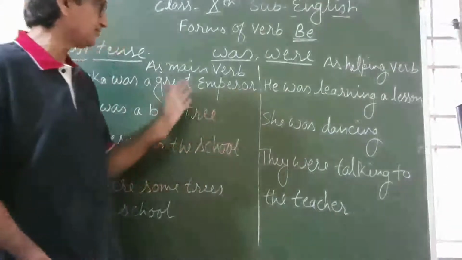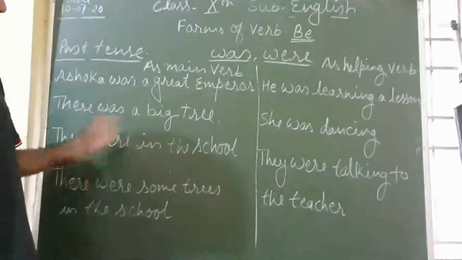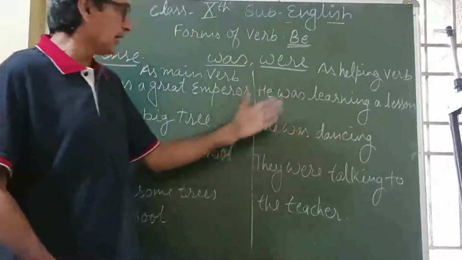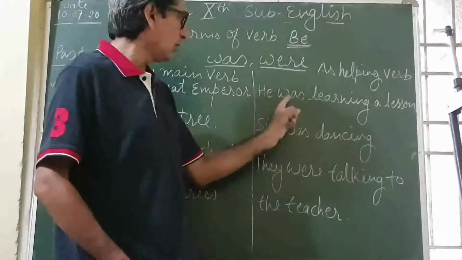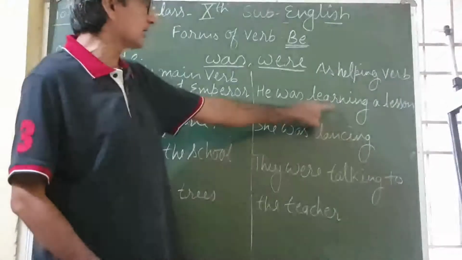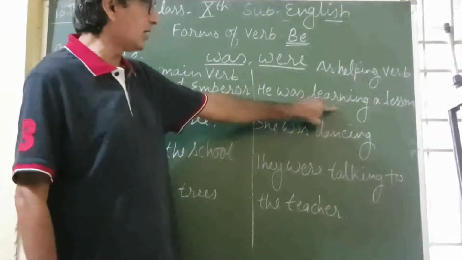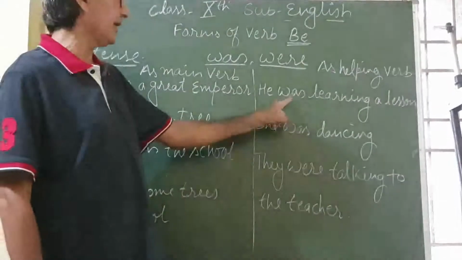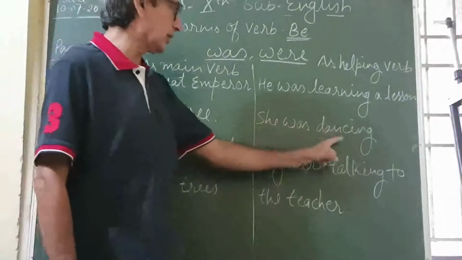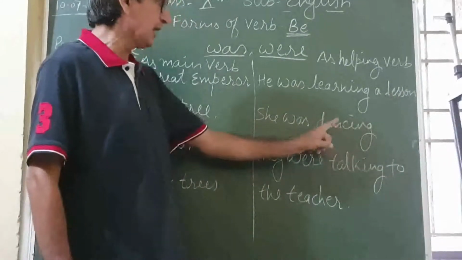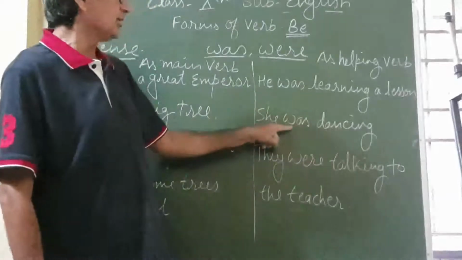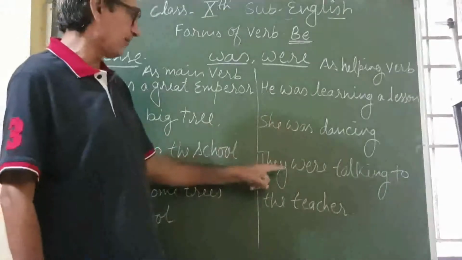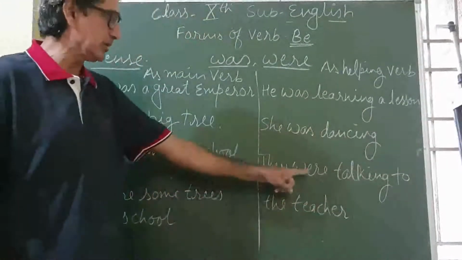Here in this portion, as main verb, you saw the use of these verbs. And now come here. In these sentences, he was learning a lesson. Here in this sentence, learning is a main verb and was is used as helping verb. She was dancing. So dancing is main verb, and when there is a main verb in the sentence, this is working as helping verb. They were talking to the teacher.